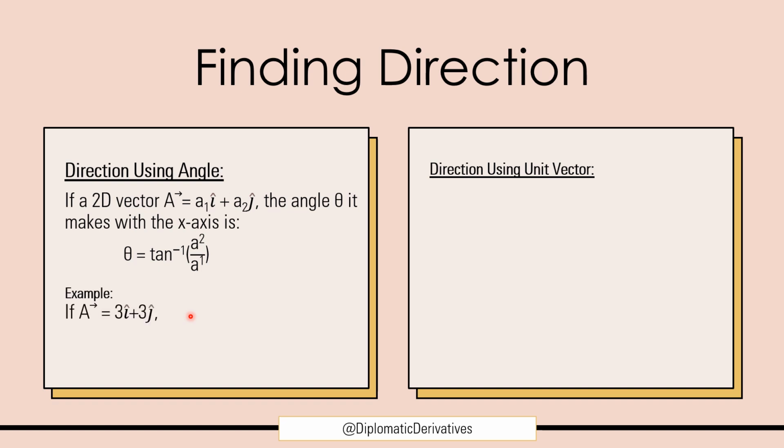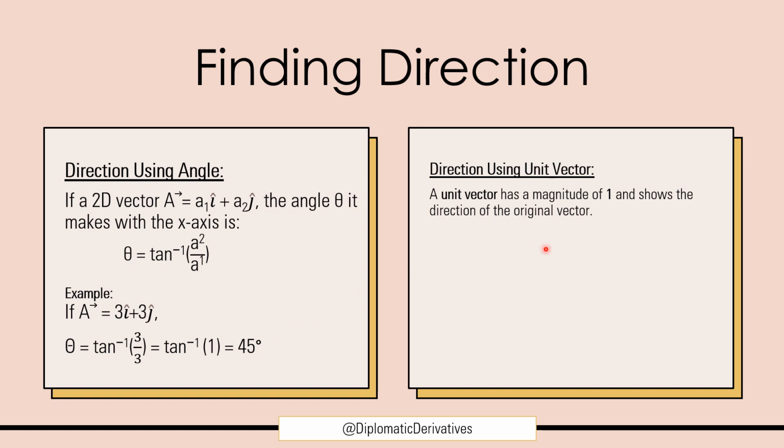For example, again, it's the same thing that I just explained to you. A is equal to 3i plus 3j. So this is a1 and this is a2. So theta is equal to tan inverse of 3 by 3, which is tan inverse of 1, which is equal to 45. All right, that's how you find the direction using angle.